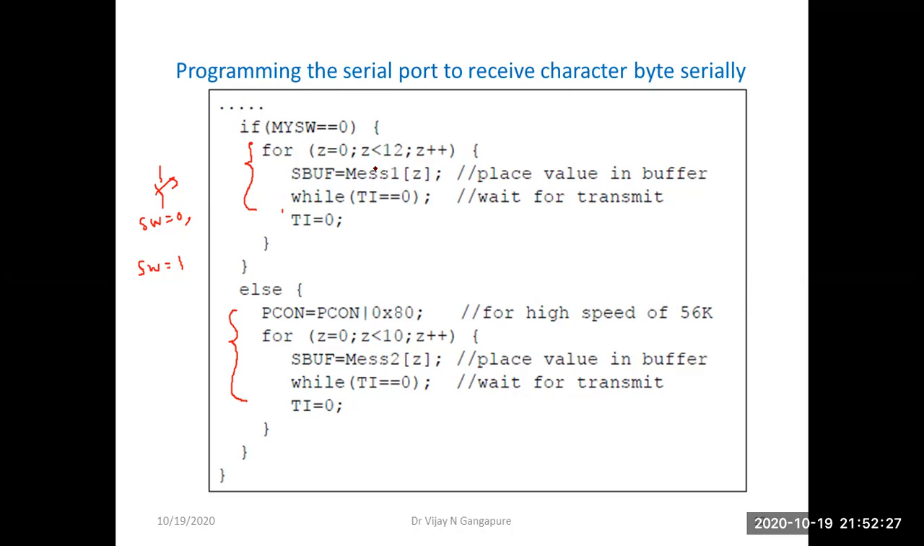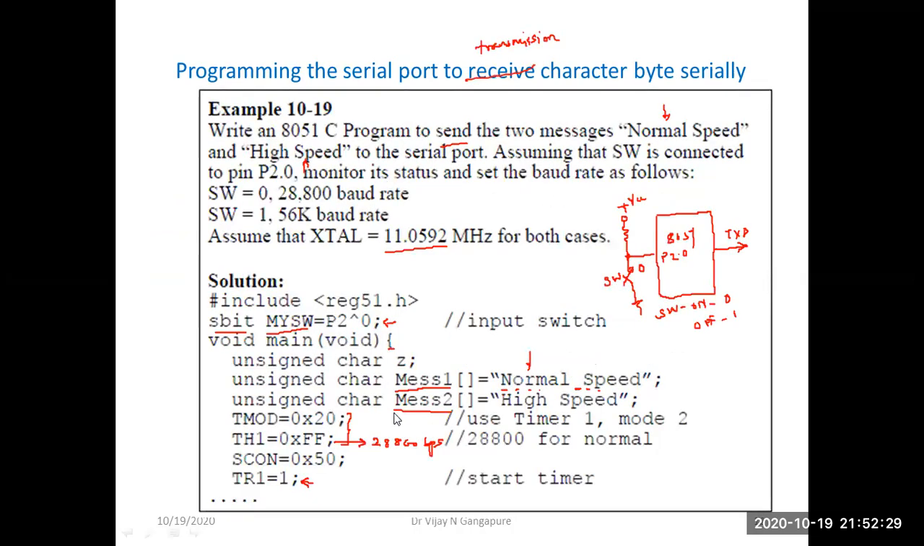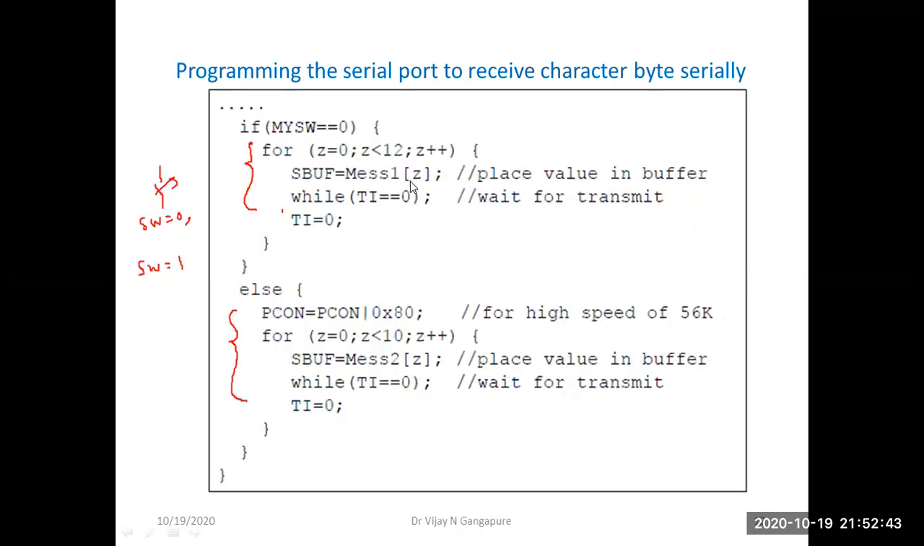Okay, now see here, when SW is equal to 0, the speed will be normal. So we have to transmit the message in this array, that is "normal speed". So that I am doing. First I am transmitting the first character in mess1, which is N. Okay, I am loading SBUF with N.